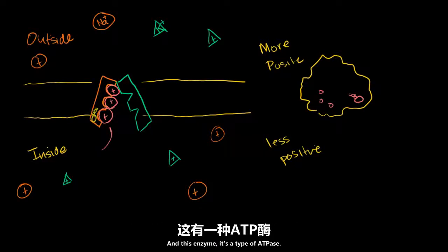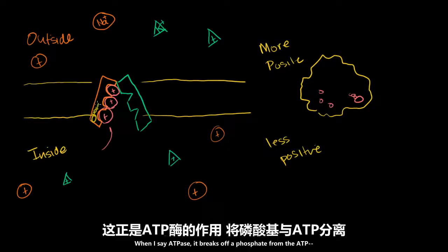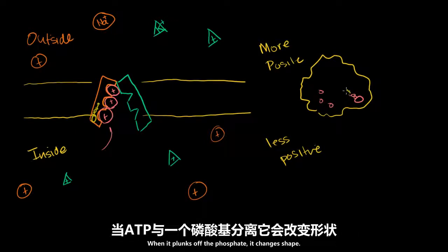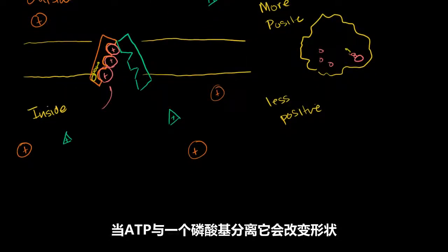And then this enzyme, it's a type of ATPase. And when I say ATPase, it breaks off a phosphate from the ATP. And that's just by virtue of its shape. It's able to plunk it off. When it plunks off the phosphate, it changes shape. So let's write this down. So let me write down the steps, just so we remember, and I think it'll help.